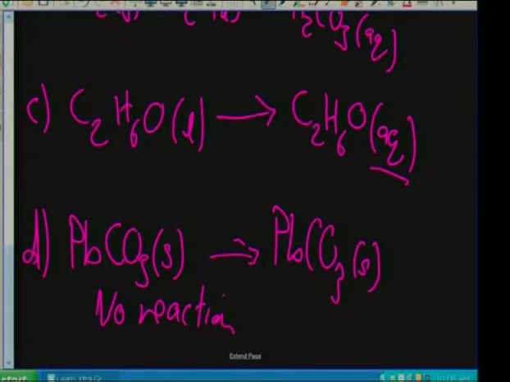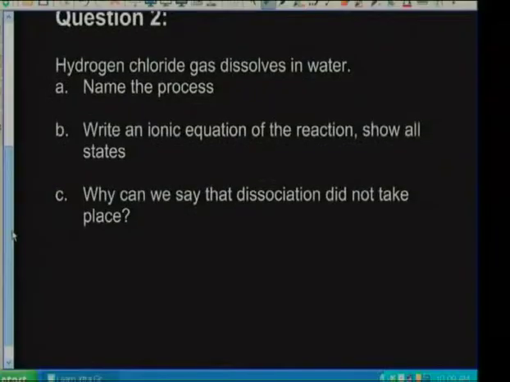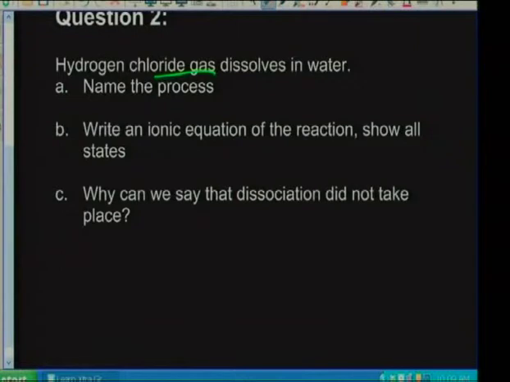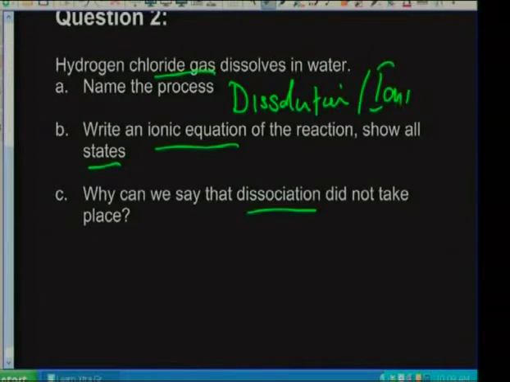Okay, I think it's time to move on to our next one. We'll just do question 2, and this one is really quite straightforward. We just change the color of the pen. We say hydrogen chloride gas dissolves in water, name the process. Then it says write the ionic equations showing all the states. And why can we say that dissociation did not occur? So I'm going to recognize that this process is called dissolution, dissolving, or we could say that it's ionization.